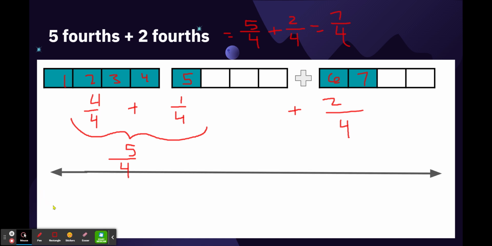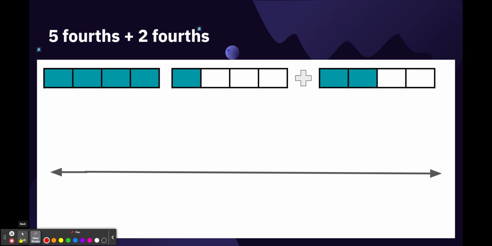All right, now what if we use a number line? Let me go ahead and clear this really quick. Now, if I were to do this using a number line, I'm going to go ahead and start at 0. And I'm going to keep making tick marks to fourths. So I have 1/4, 2/4, 3/4, 4/4, 5/4, 6/4, 7/4. I'm going to go all the way to the very end.